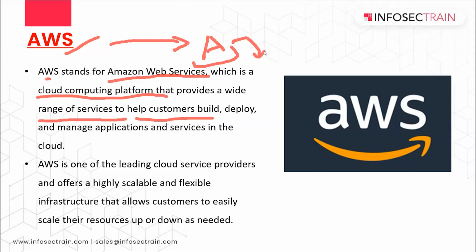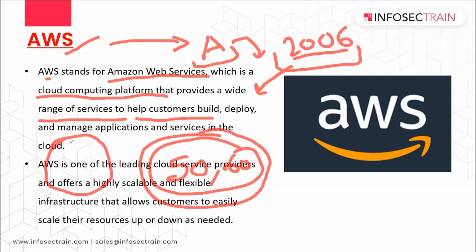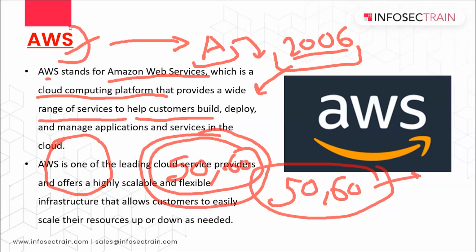This particular AWS is the leading provider, as well as the pioneer. It started in 2006. AWS was one of the first organizations that started the service of cloud computing, and from 2006 it has been the leading provider. It still holds 50 to 60% of the market till date. Definitely new players have entered the market, but AWS still holds 50 to 60% of the global cloud market.